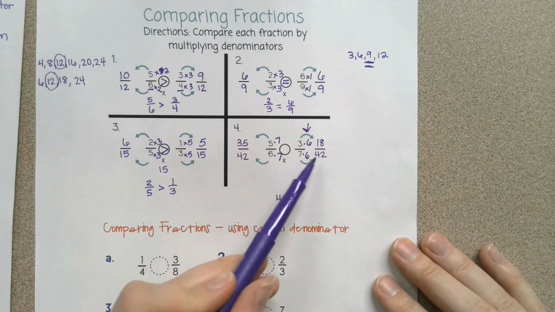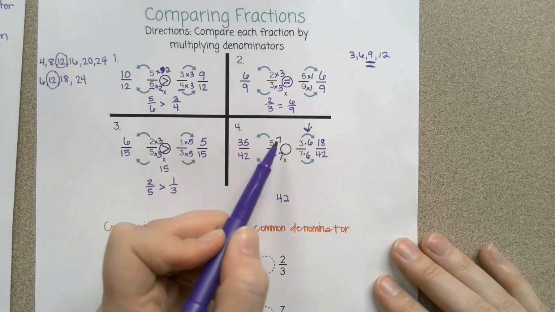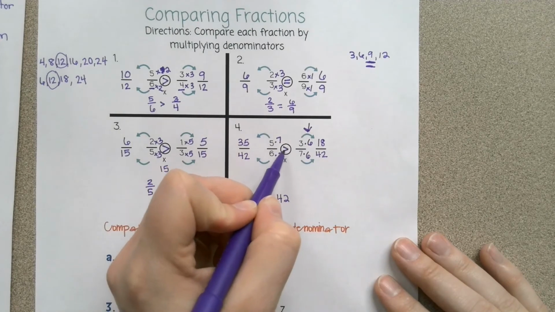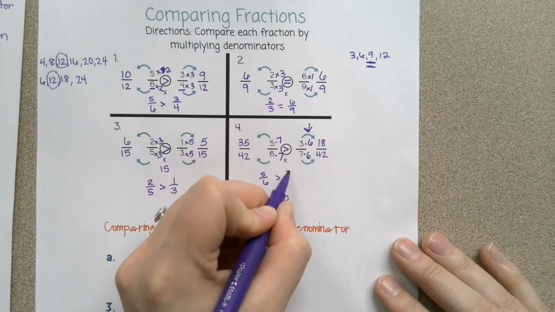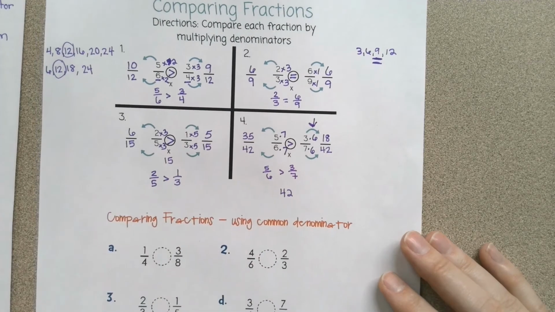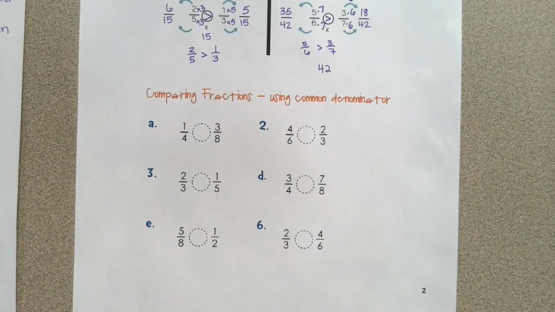Now when we compare, we can see a big difference between them. 35 is much bigger than 18, so that would be greater than. So 5/6 is greater than 3/7. And we're going to do the same thing down here.